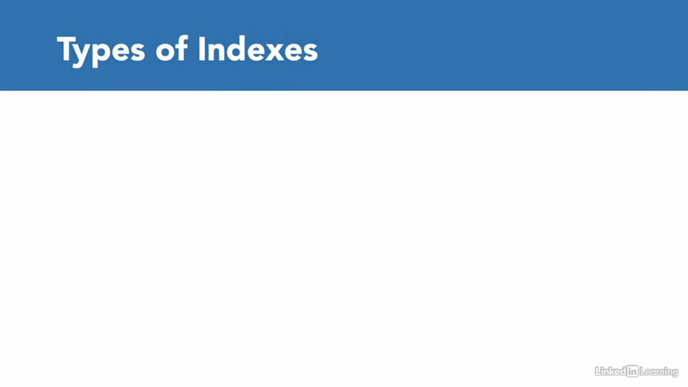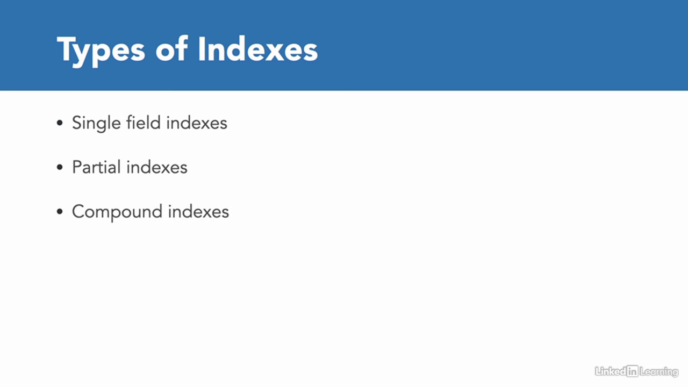In MongoDB, there are many types of different indexes. Single field indexes, which create an index on just one field, partial indexes, where you can add an option to the index to tell the database to only match documents that have a value satisfying a certain condition for the index. Compound indexes, which create an index on a combination of fields. This is useful if you often query on two or more fields together.